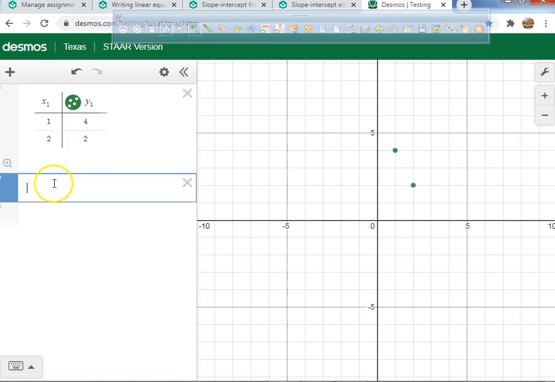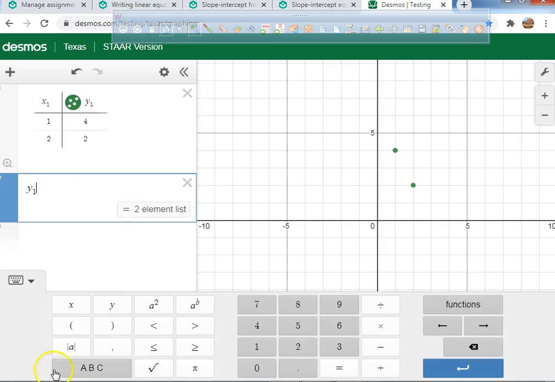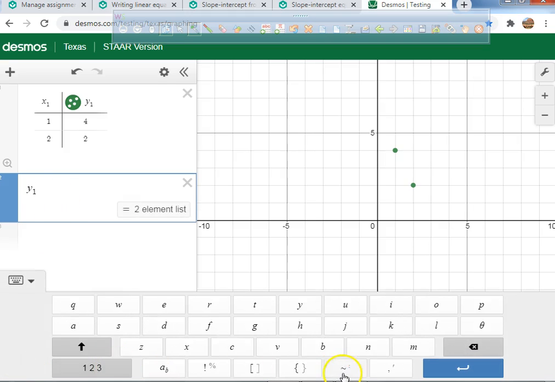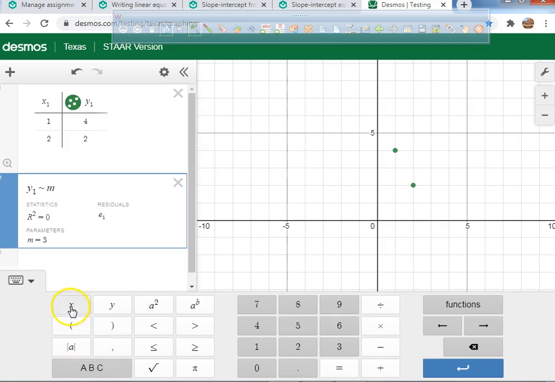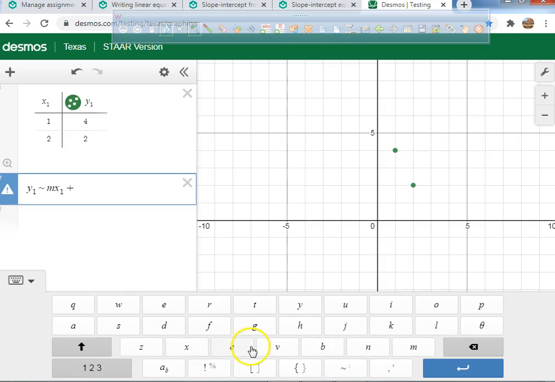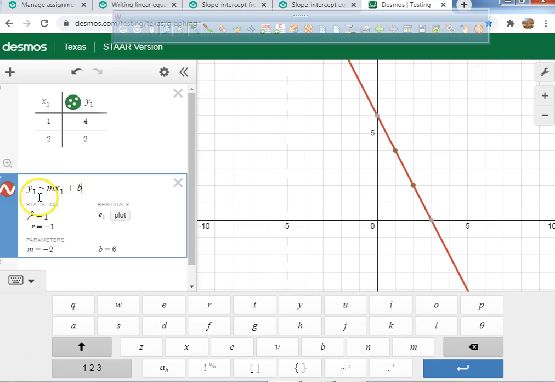After you guys have these points, we have to remember the phrase that pays, which is y1, then there's a tilde. Now, if you don't know where the tilde is on the keyboard, you could still go down to this keyboard right here, and go to A, B, C, and there it is right there. And then I'm going to type in m, x1, plus b. So you need to remember this phrase right here: y1 tilde mx1 plus b.